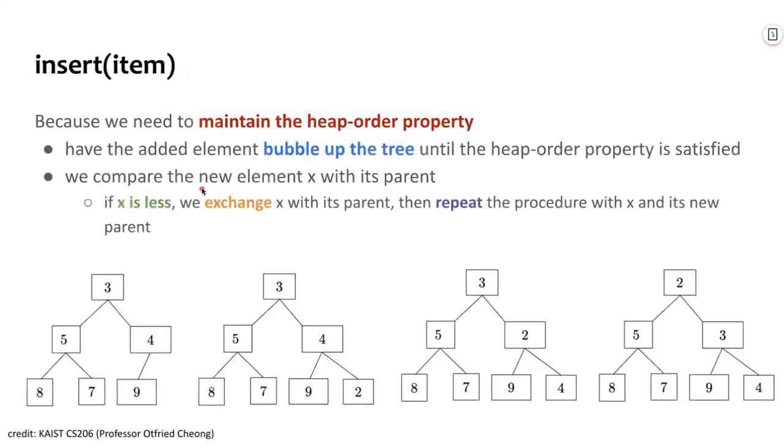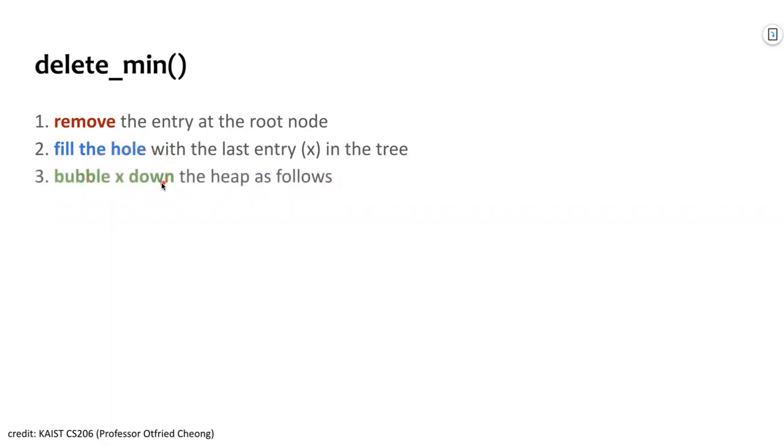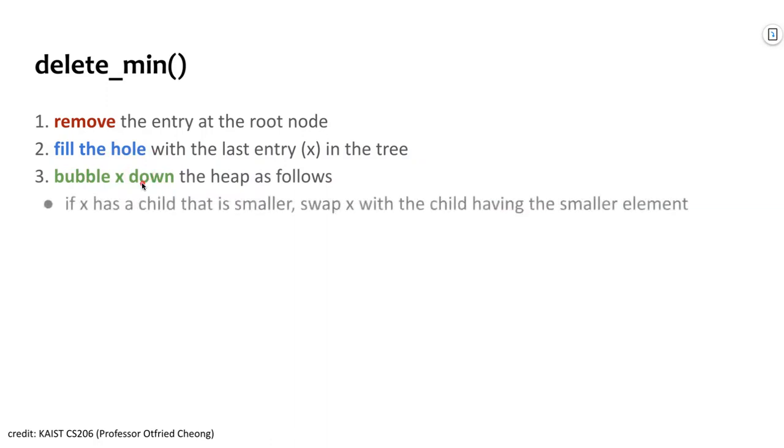So in the case of inserting a new item, we are bubbling up this new item to find the right place. However, in the case of deleting min, we're going to delete the value at the root, and that is going to create a hole at the root. And we're going to fill the hole with the last entry in the tree, and we're going to bubble down the X value to maintain the heap property.